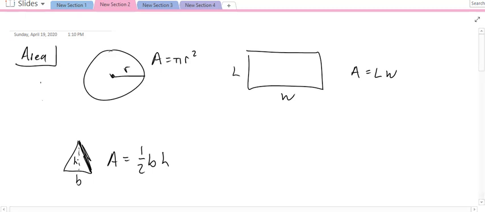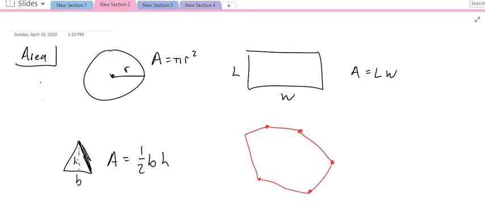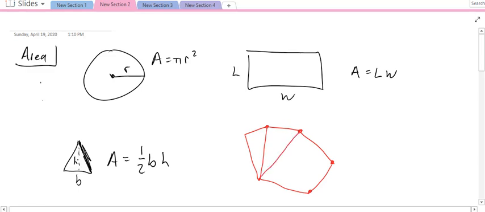But when we come to a shape that looks like this, how would we go ahead and find the area of that? One of the techniques you might use would be to split this thing up into separate triangles, and then you calculate the triangles and put them together. And it's this idea that we want to keep in mind as we go forward here.